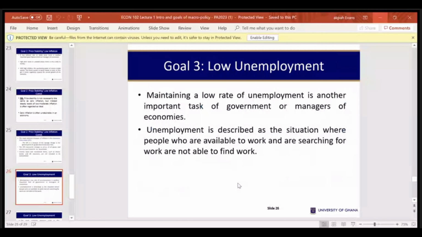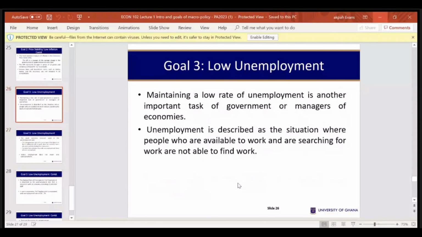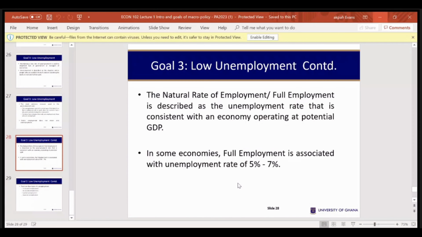Now, maintaining a low rate of unemployment is another important task of the government. One thing I know is that we will treat most of this unemployment topic as a course, but try and read. It's left with just 2 slides. So try and read on your own. If you have any challenge, I'm always available. Just hit me up on WhatsApp. Please, the call may not happen, so you hit me up.